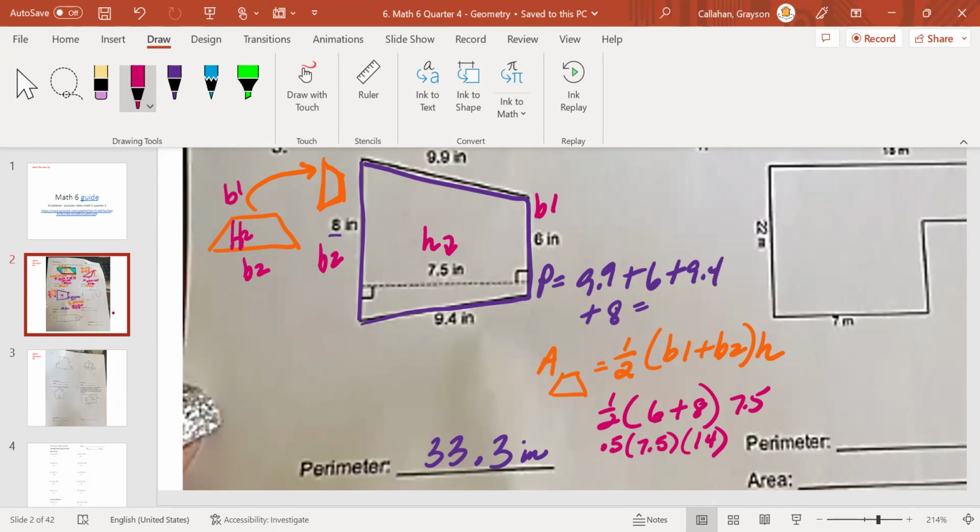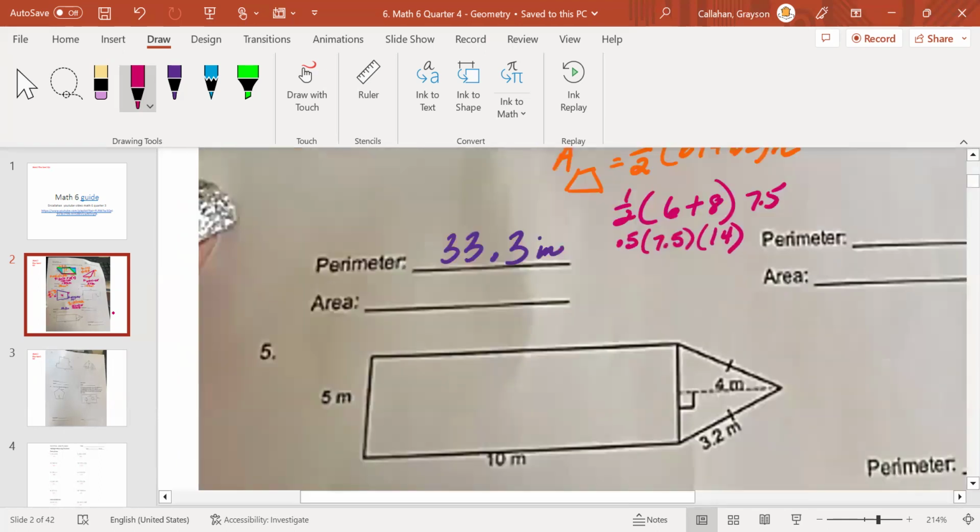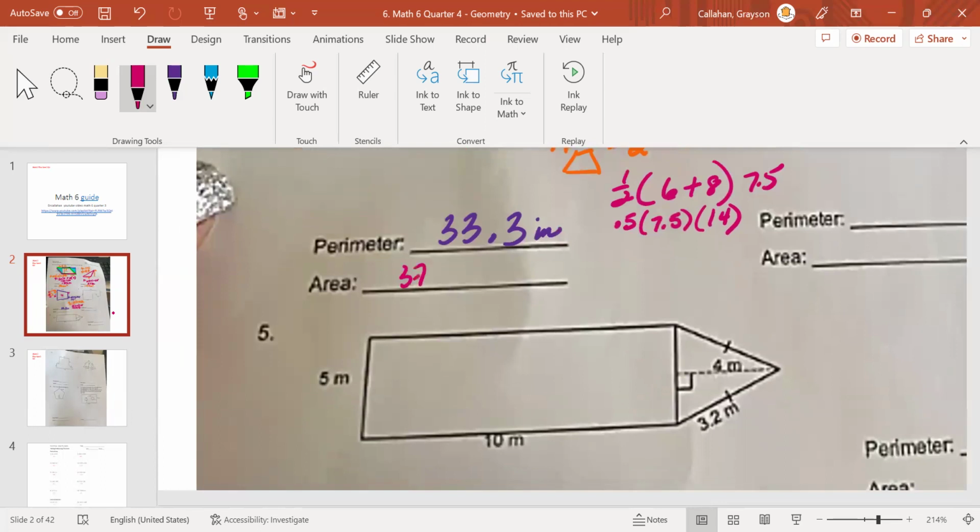No. Get the paper plugged in. So what is it? What's your unit? Good job, because of the area.